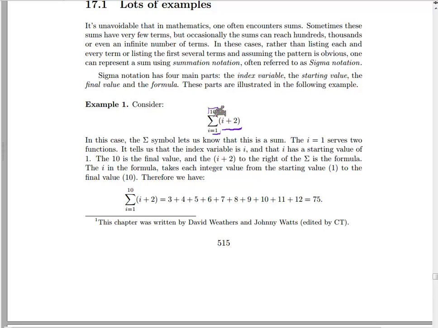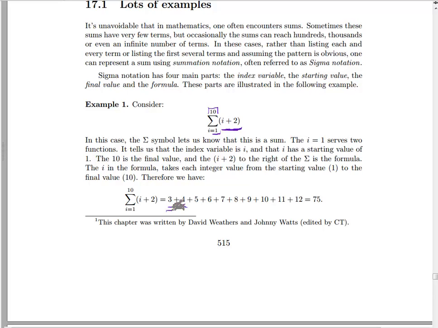So how do we evaluate this expression? Well, it's going to have 10 terms, one with I equals 1, one with I equals 2, etc., all the way up to I equals 10. First term, when I equals 1, I get 1 plus 2 equals 3. Here's the first term here. I add that to the second term, which I obtain by plugging I equals 2 into this expression. 2 plus 2 is 4, second term is here.